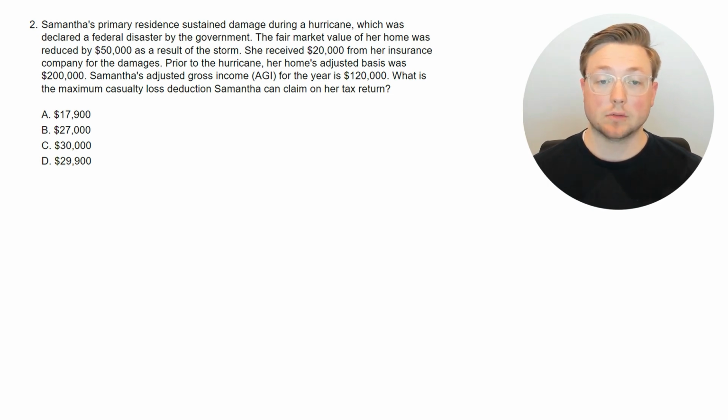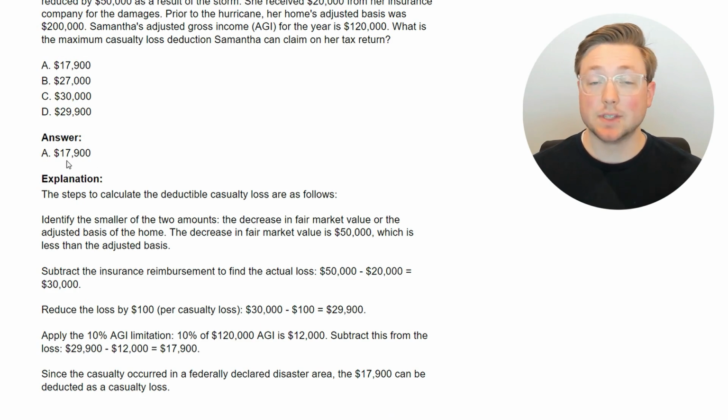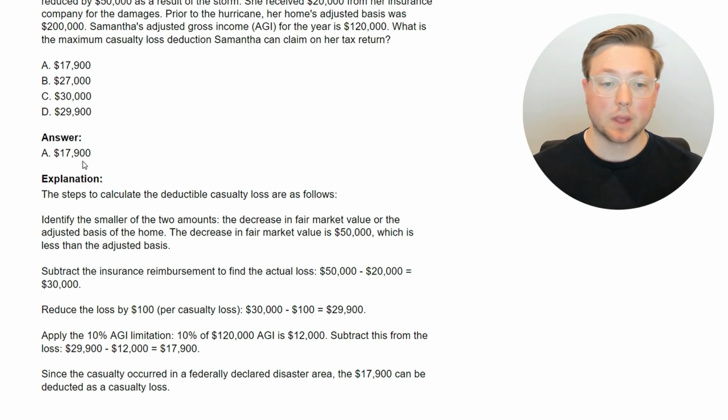Okay, so now this one will be able to be counted as a casualty loss, but we still don't know how to calculate it because the first one wasn't even able to be calculated because it wasn't in a federally declared disaster area. So let's go into the answer for this one to learn how the calculation works. Okay, so she can deduct $17,900. This calculation is a little bit involved, but once you understand how it works, it's pretty easy and straightforward, and it's always the same. So here's the steps.